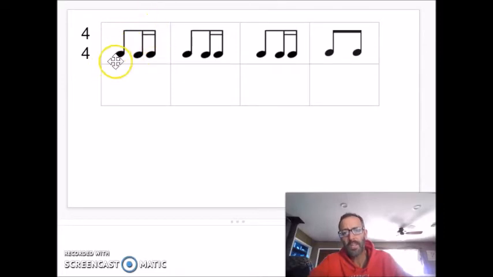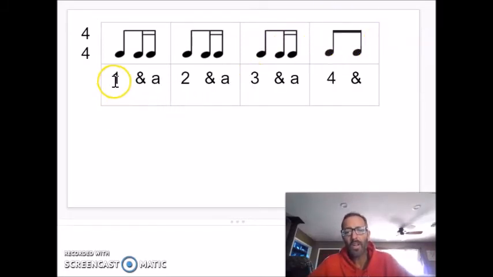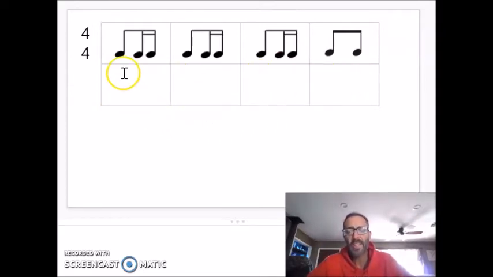What do you say on beat 1? 1 and a. How about beat 2? 2 and a. How about beat 3? 3 and a. What about beat 4? 4 and. Just listen. 1 and a 2 and a 3 and a 4 and. Are you ready? And to say it, go. 1 and a 2 and a 3 and a 4 and.